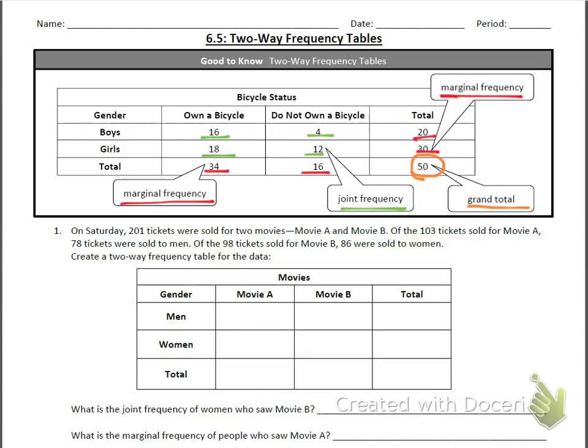So the joint frequency of girls that do not own a bike is what? 12. What is the joint frequency of boys that do own a bike? 16. Make sense? So marginal frequency falls in the margins. Joint frequency falls in where two of the criteria meet. And this is just the frequency, so I just want to know how many. Okay, so you're just listing the number.